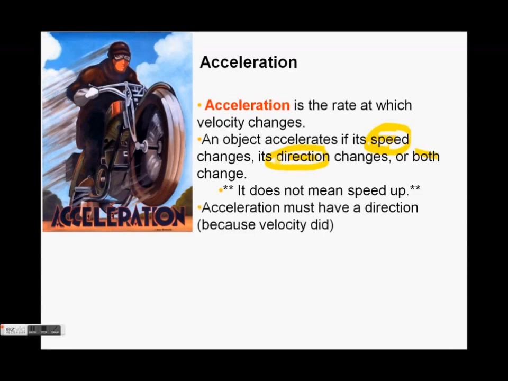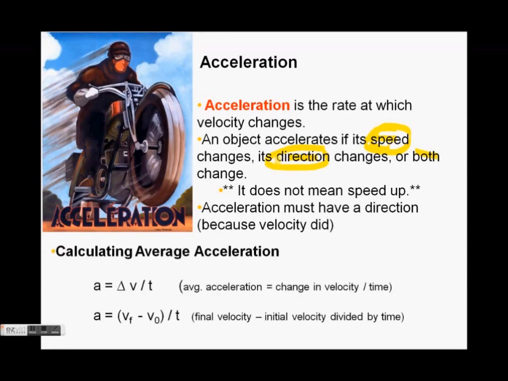Acceleration has to have a direction because velocity did. So when you do your calculations, just like you did for velocity, make sure you put a direction on. East, west, north, south, up, down, whatever. Just make sure that you have a direction when you're doing your calculations for acceleration.